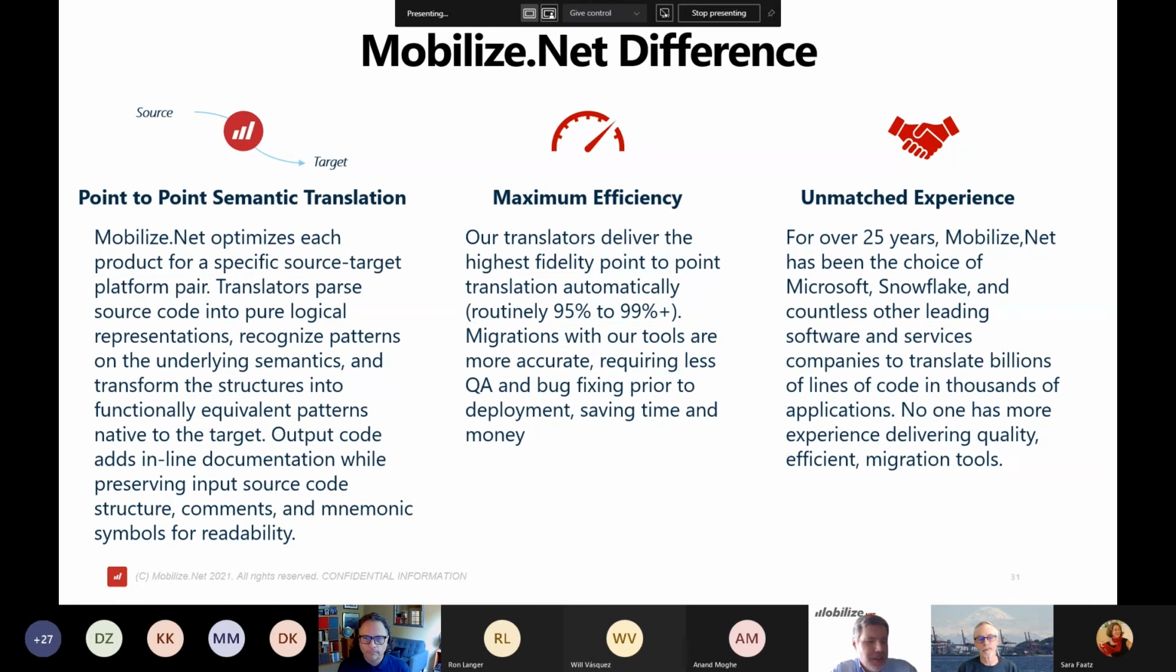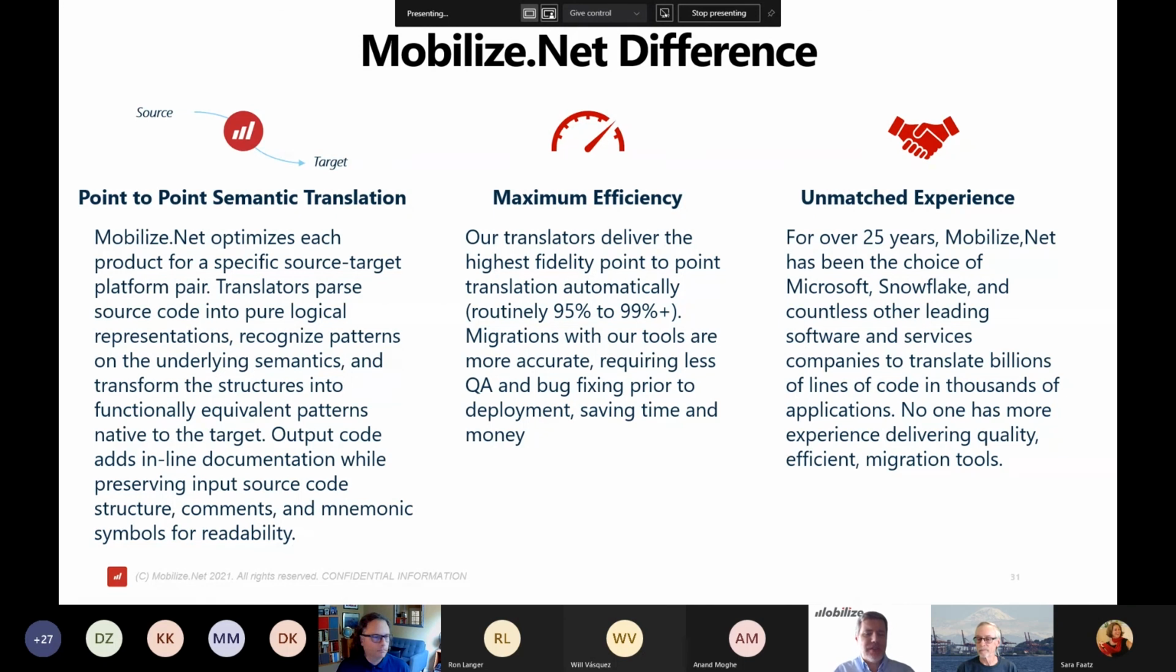Well, sometimes we call ourselves software archaeologists because we really have to dig for the source code. If you really just have binaries and no way to get to source code, then the mobilize.net approach to this problem is not the right one for you. However, we've helped organizations really dig for the source code.